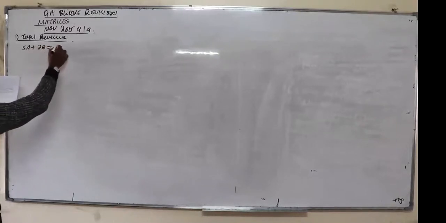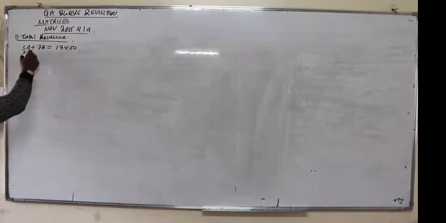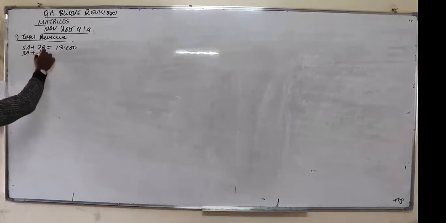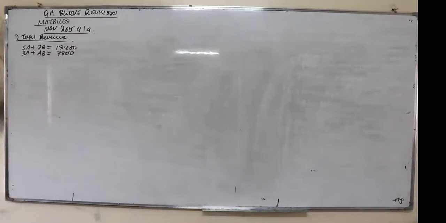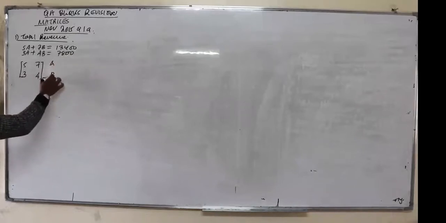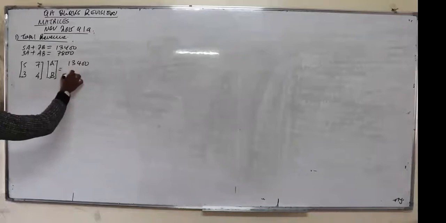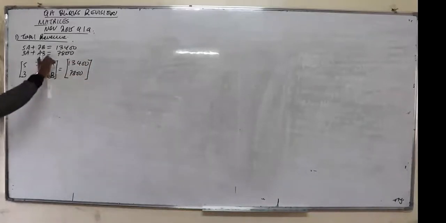And the total available hours we have is 13,400. But for labor hours, you require 3 hours to make A, plus 4 hours to make each unit of B. And the total available hours we have is 78. Then from there, you convert that into a matrix. So you take 5, 3, 7, 4, times A, B is equal to 13,400, 7,800. So in this case, we need to get A and B.